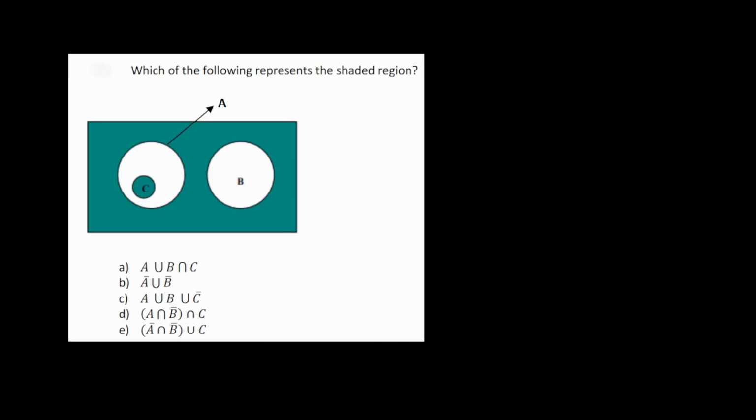Let us look at this question, which is taken from set theory, statistics. We want to know how we can answer it. So when we look at this question, the question is, which of the following represents the shaded region? So we are given options A, B, C, D, and E. We want to know which one represents the shaded region.